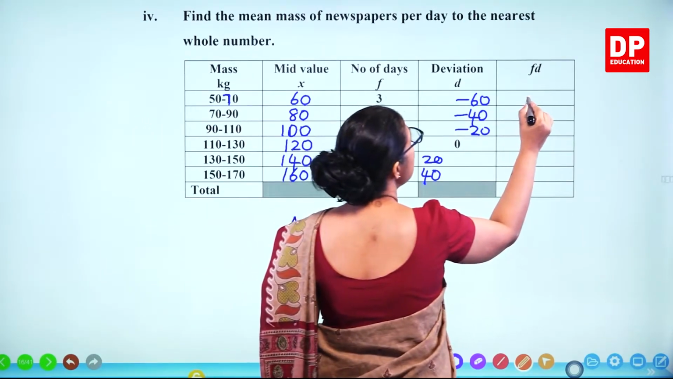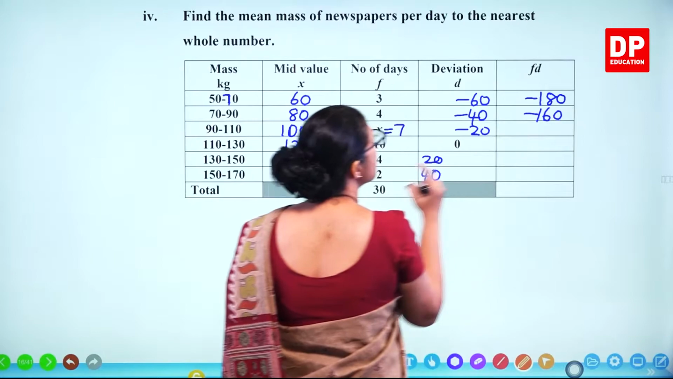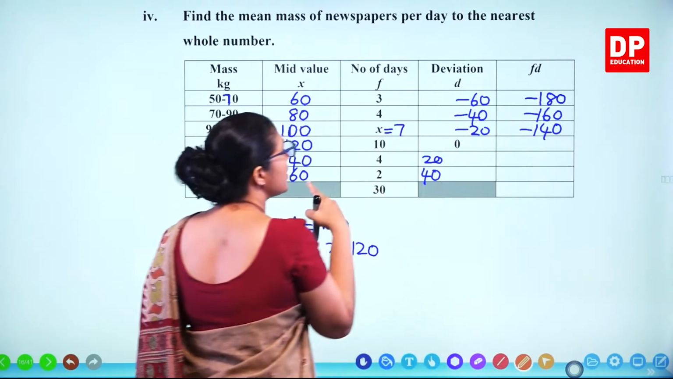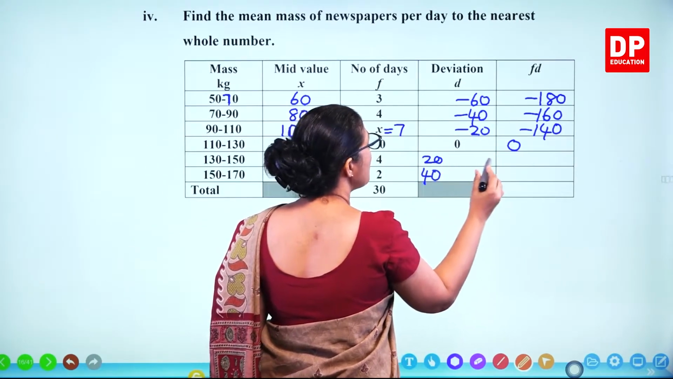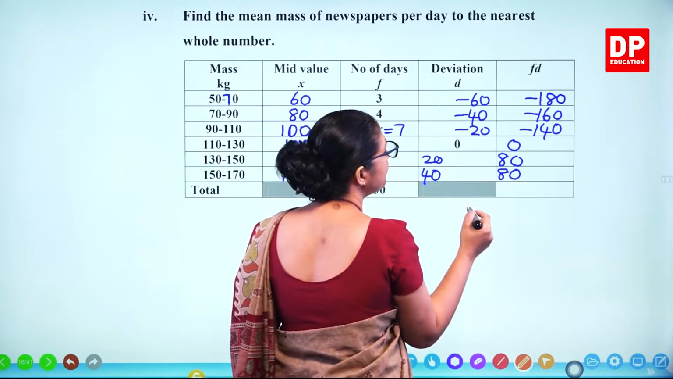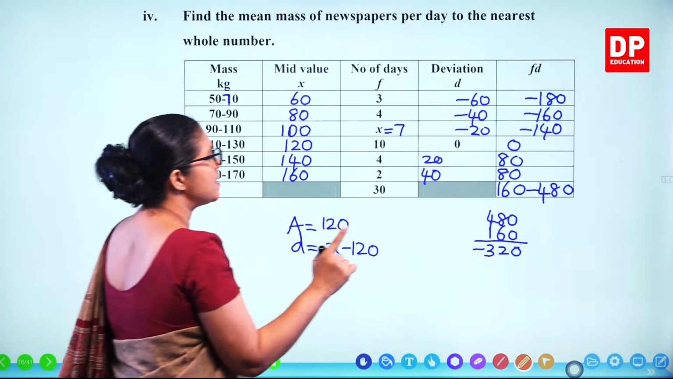3 times minus 60, minus 180. 4 times minus 40, minus 160. 7 times minus 20, minus 140. 10 times 0, 0. 4 times 20, 80. 2 times 40 also 80. And what's the total? Negative values: 180 plus 160 plus 140, you get 480. Positive values: 160. So 480 minus 160 is 320, but it's minus. So minus 320 there.